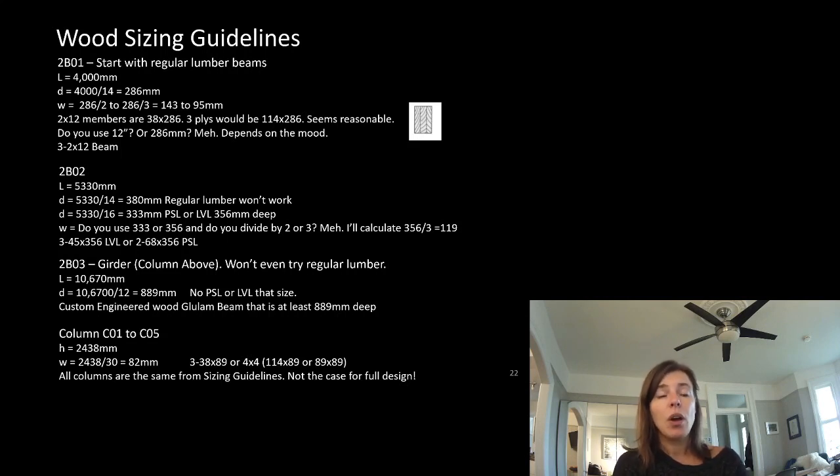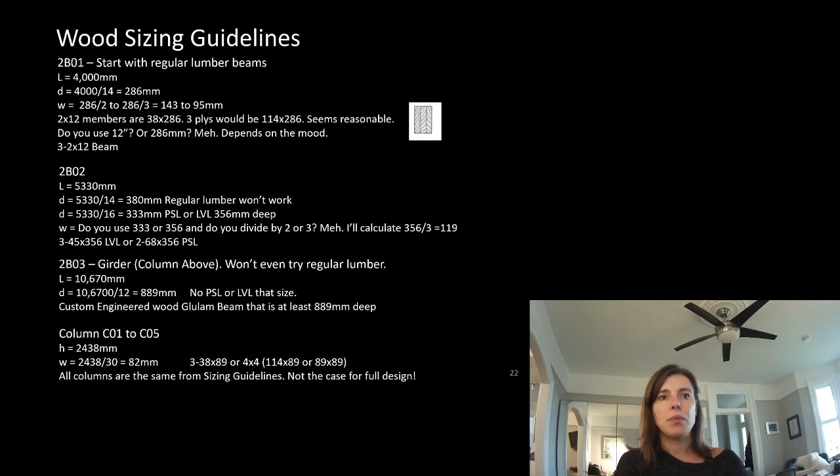That would work. Or we could do a built-up post or built-up column by doing 2x4s screwed together. Two of them only gives us 76 millimeters wide. We need our minimum dimension to be 82. So we probably want to do three 2x4s screwed together to give us our minimum dimension.